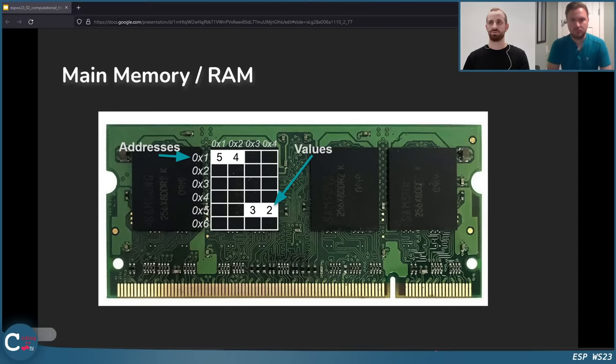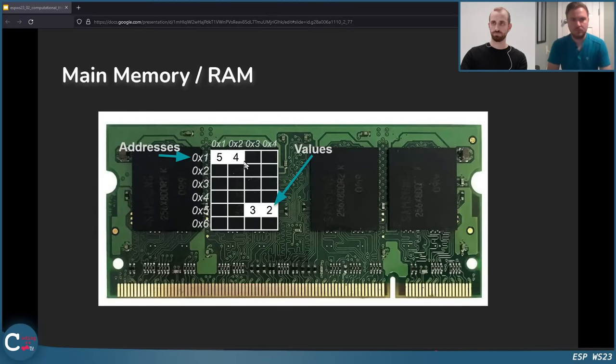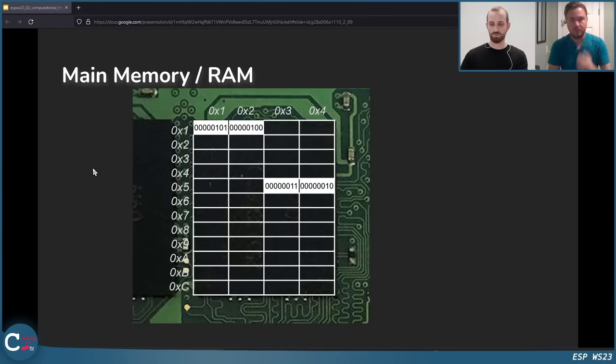Another representation of the same memory is, we know that computers do not really represent decimal values, but binary values. So here we have again the number 5, here the number 4, this is the number 3, and this is the number 2. So exactly the same as here, but in binary representation. This is 8 bits, 1 byte, and we can represent numbers from 0 to 255 in this 1 byte. If we need higher numbers, we need to merge these two or these four memory locations, then we can represent higher numbers.